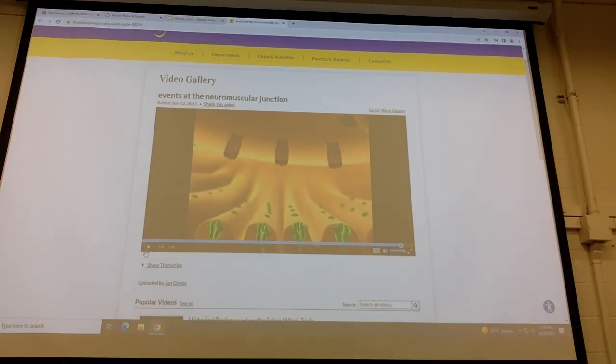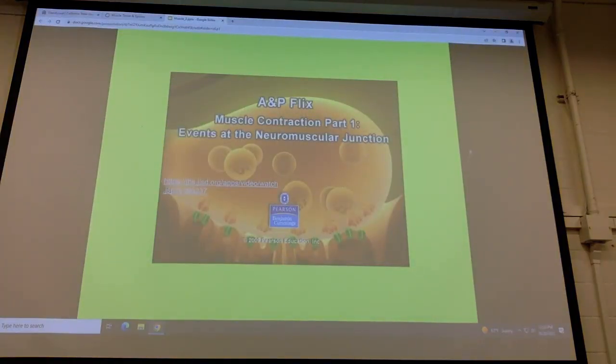That was slightly more detail than we went into. We didn't give names to the gates, and we didn't talk about the recycling of acetylcholine. Don't worry about that part, but it's just a great visual.